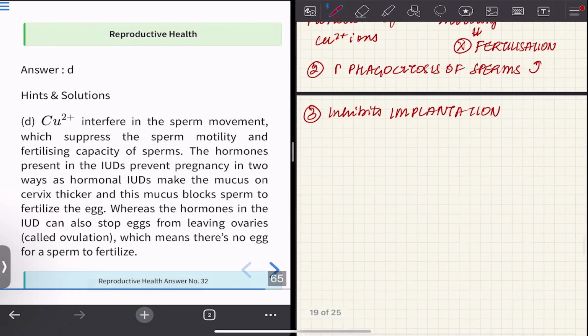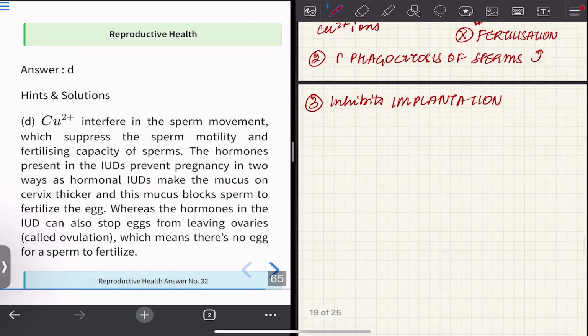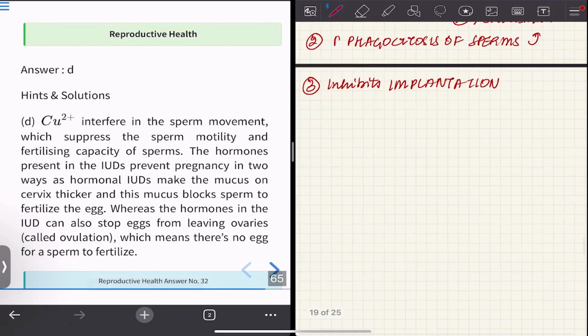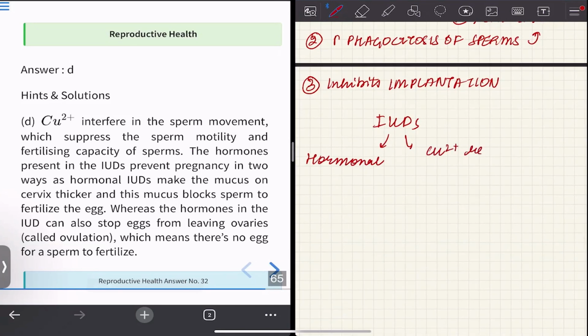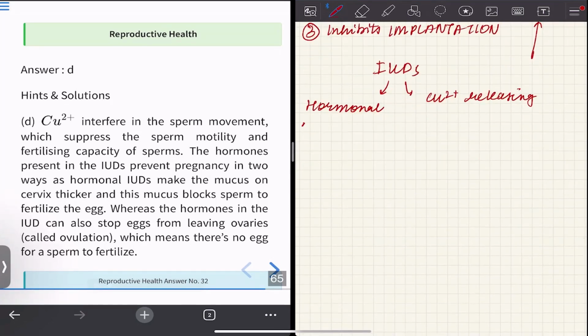The hormones present in the intrauterine devices. What is the function of hormones in IUDs? IUDs, intrauterine devices, can be of two types. It can be either hormonal or the other one is copper releasing. We have talked about the copper releasing ones here. Hormone releasing ones have hormones that can be progesterone mainly, or in some cases, estrogen can be present. What do they do? They make the cervical mucus thick.